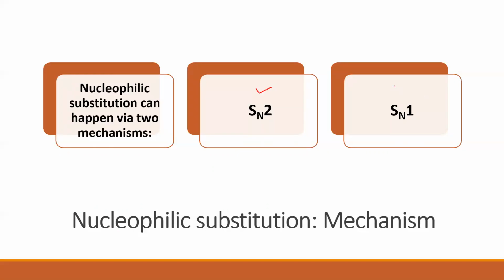SN2 and SN1. Clear? So let me just repeat it for you. Nucleophilic substitution reaction, which we just saw, can happen via two mechanisms. The two mechanisms are SN2 and SN1. One out of these two is surely going to be asked in your exam. Either SN2 or SN1, or differentiate between SN1 and SN2. So out of these three questions, one question for sure.